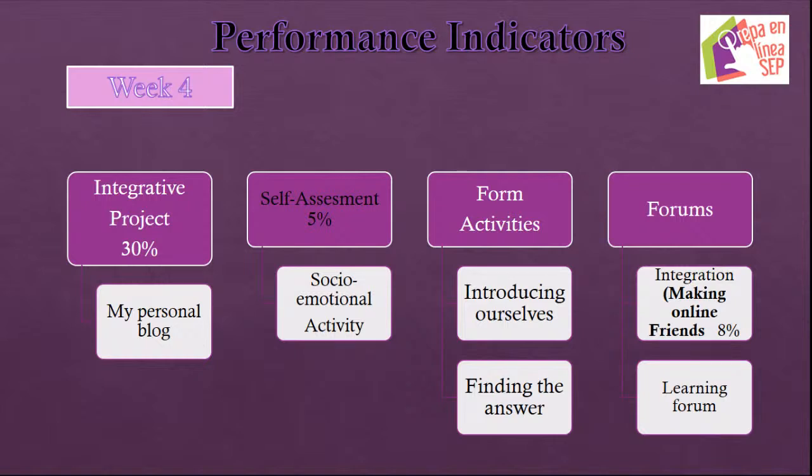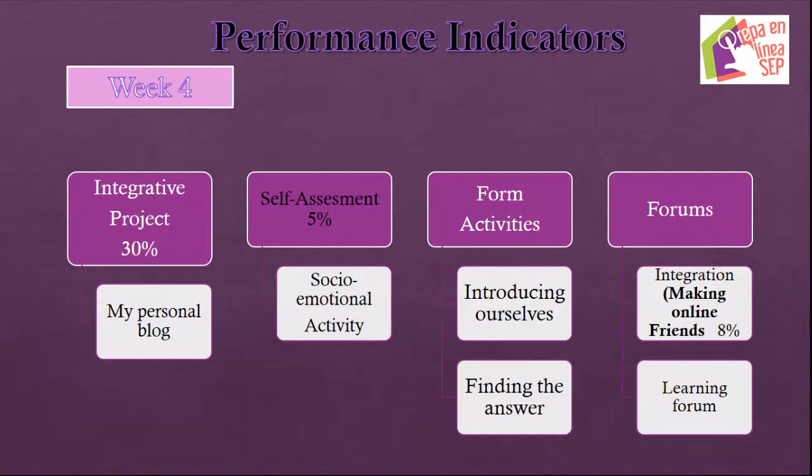We also have the title, my personal blog, of course. We also have the self-assessment that values 5% of the total of the model. We have a social-emotional activity, of course, with our tutor. We have the form activities, introducing ourselves and finding the answer. As you know, we have to click on send everything and end the form extra activities so the platform really knows that we ended the activities, okay?